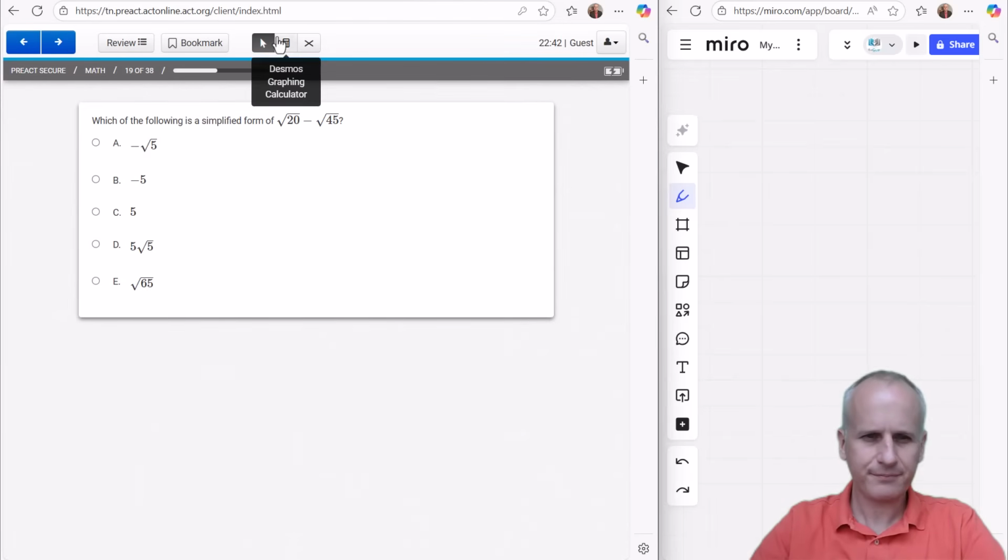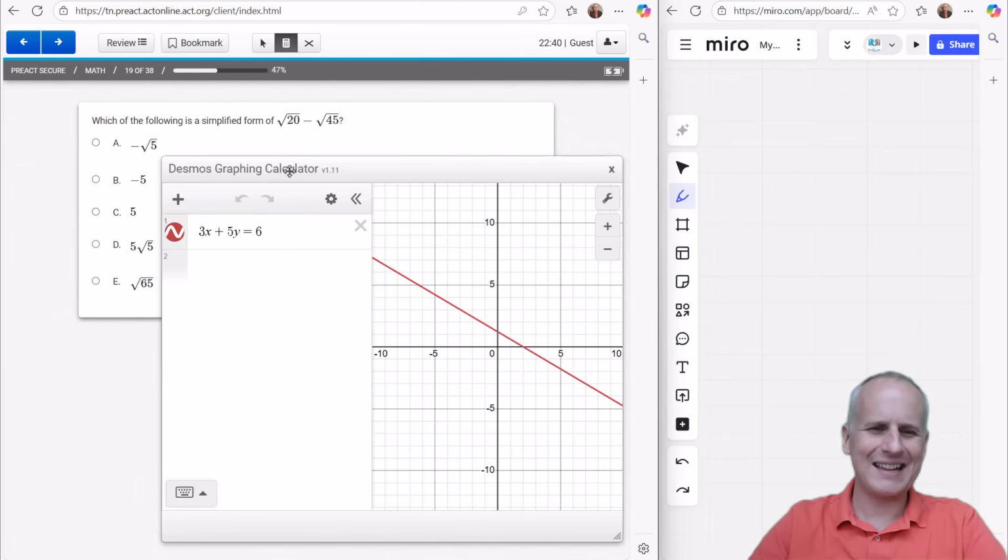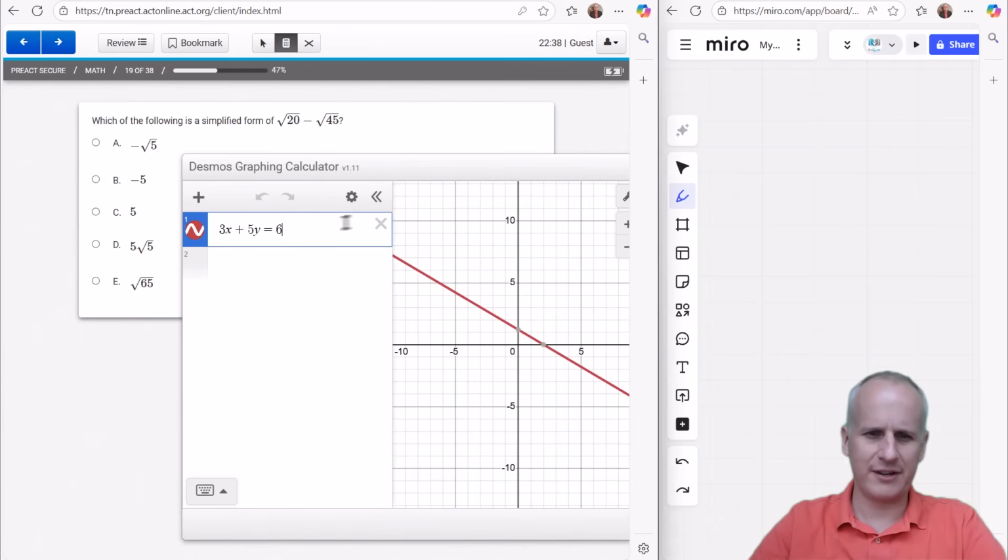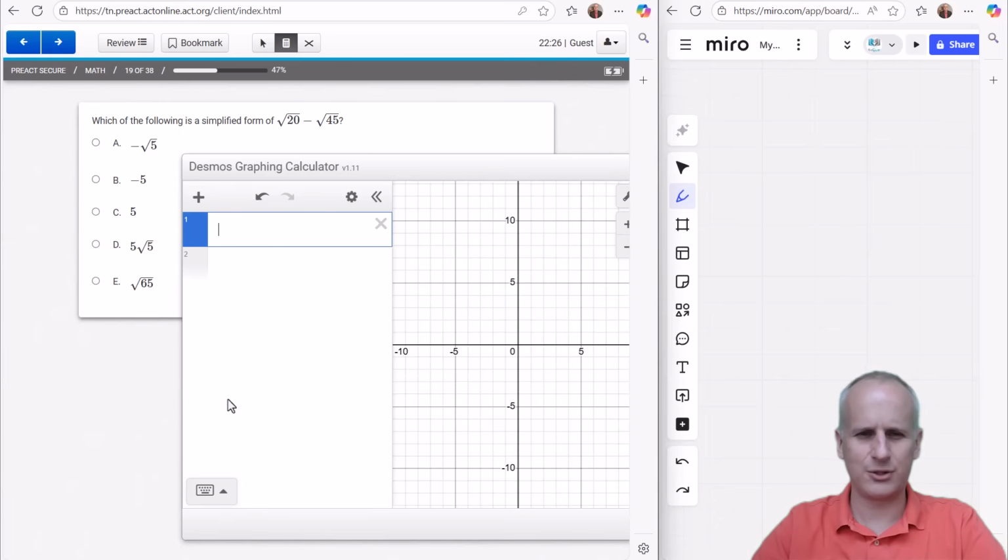So here, once again, I can actually use the graphing calculator even for a problem like this. If you know how to simplify radicals, you'll recognize that I've got the square root of 20, so I can have the square root of 4 times the square root of 5. It's going to be 2 square roots of 5 minus the square root of 9 times the square root of 5, which is 3 square roots of 5. And that's going to give me a negative square root of 5 when I subtract 3 square roots of 5 from 2 square roots of 5.